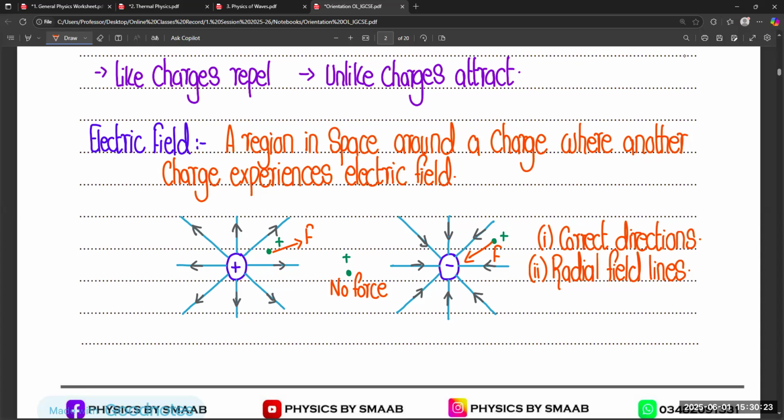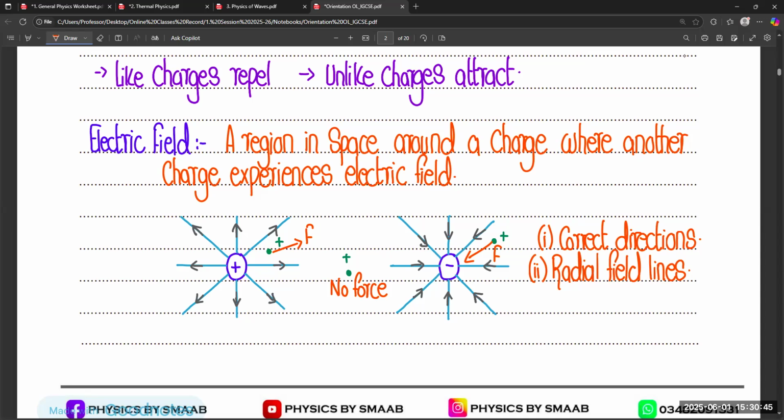Right? Any question, any confusion? No. Okay. So this is the basic idea of the electric field and also the concept of the field lines, how to draw the field lines and what is the concept of the field pattern.